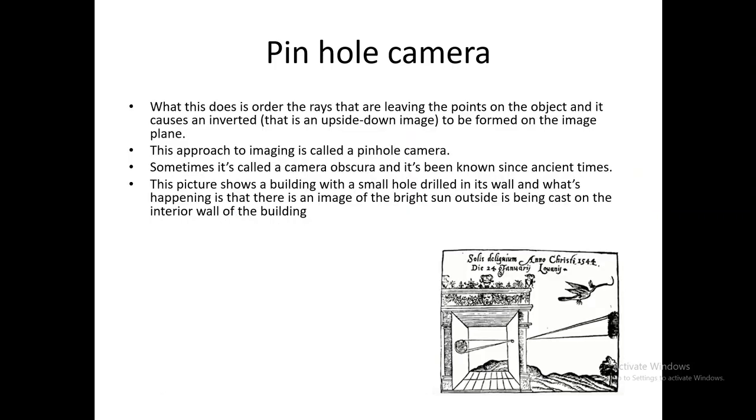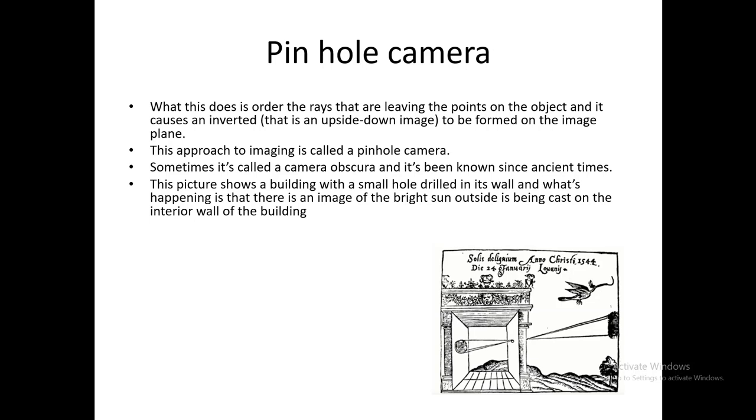What this does is order the rays that are leaving the points on the object, and it causes an inverted, that is an upside down image to be formed on the image plane. This approach to imaging is called the pinhole camera. Sometimes it's called the camera obscura, and it's been known since ancient times.